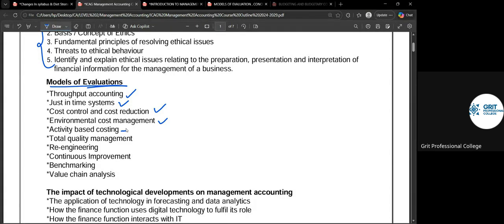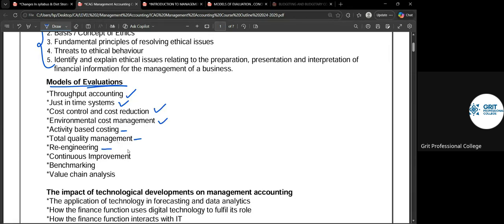ABC. Remember last time, ABC. So ABC has both theory and computational aspects. Even though it has been tested, we are going to go through it again, just for the purpose of gaining the knowledge. Total quality management is also theory, with a bit of computation in there, but not much.